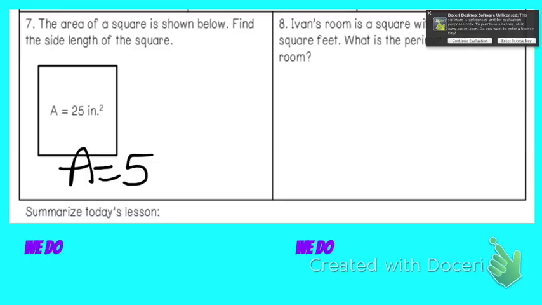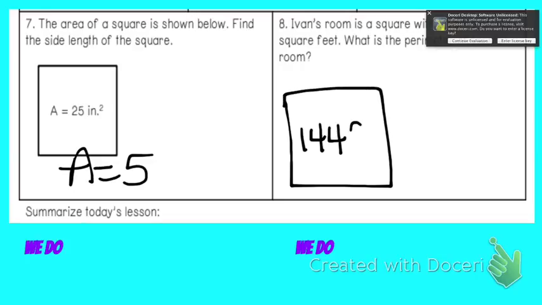So Ivan's room is a square with an area of 144 square feet. So the first thing I would do is I would draw a square. Okay? And it's 144 square feet. Okay? What is the perimeter of the room? Well, the perimeter is the outside. Okay? So that means we have to find out what each side length is, and then we have to multiply it.